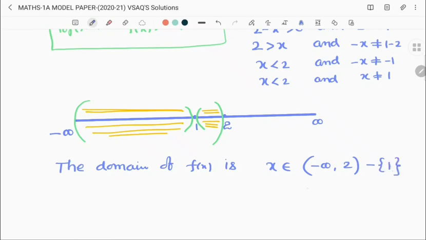You can write like this, or we can represent like this also. X belongs to minus infinity to 1 union 1 to 2. That means at this 1 the value is not there. But it is better to remember the first one, it is enough. At x is equal to 1, in between minus infinity to 2, except 1, it will be defined. I hope everyone understands. We'll move to the next one.